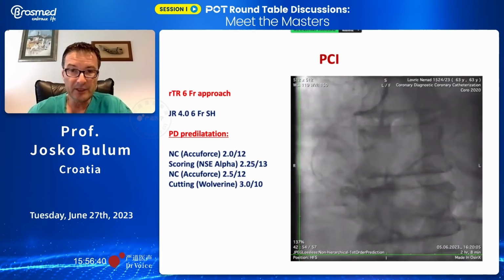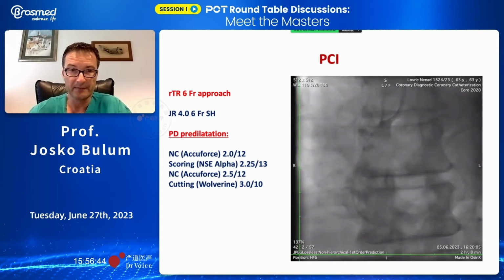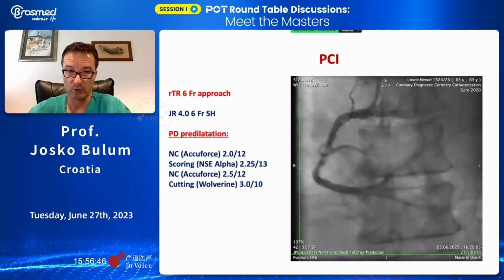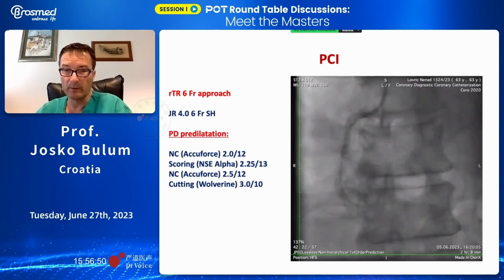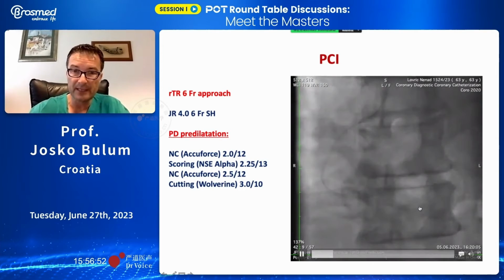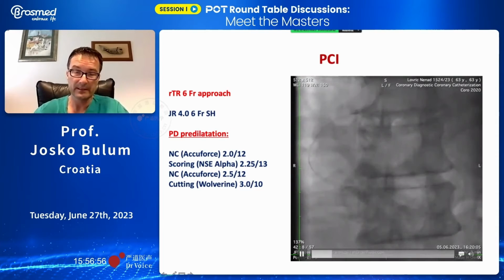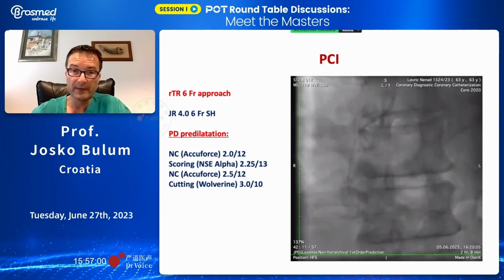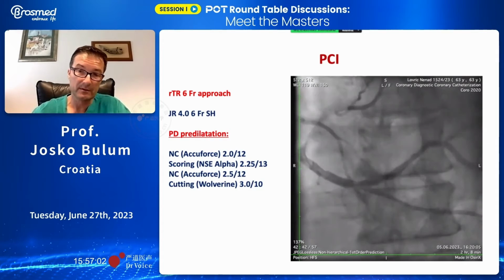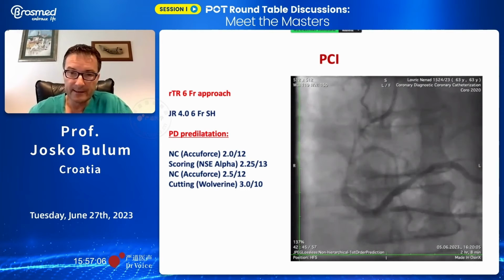And as you can appreciate here, despite multiple predilatations of the ostial PD, first with NC balloons, scoring balloons, and at the end with the cutting balloon 3.0, the angiographic result was not satisfactory for the DCB-only technique. So at that moment, he asked me for help, and we had to switch this procedure from, let's say, simple PCI DCB-only to a two-stent strategy technique.